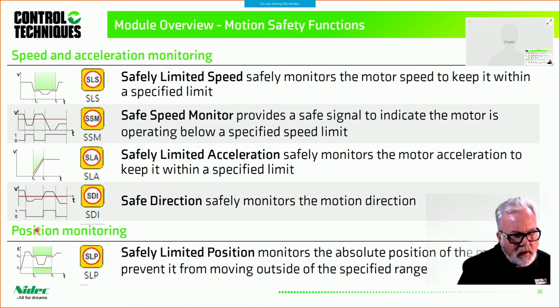And then again, we have position monitoring down here. Safely limited position monitors the absolute position of the motor to prevent it from moving outside of a specified range. So if you've got an application in which the position of the actuator has to be kept within bounds that you define, then safely limited position would be the one motion safety function that you would want to implement to make sure that that happens.